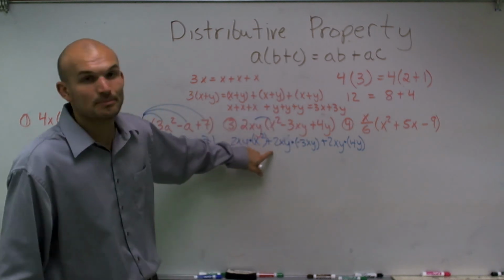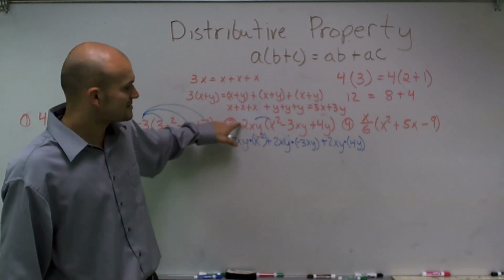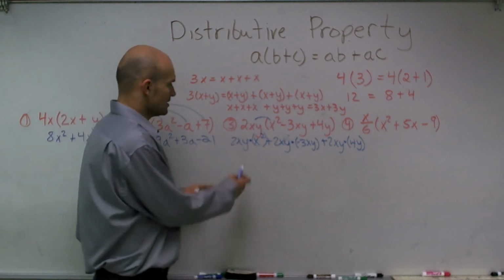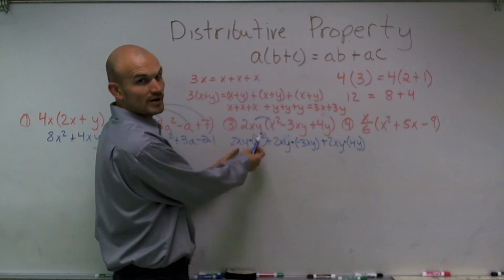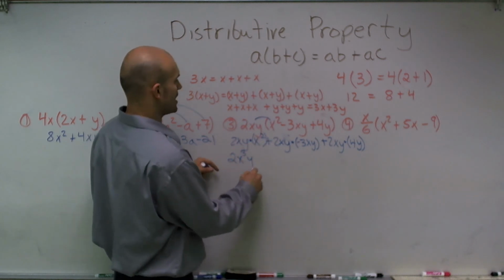Now, I don't know if the final answer is going to be positive or negative, but I knew this was positive because this is a positive 2xy. So that's why I kept on saying plus. So when I multiply 2xy times x squared, I can multiply x times x squared, add the exponents, so I get 2x cubed y.